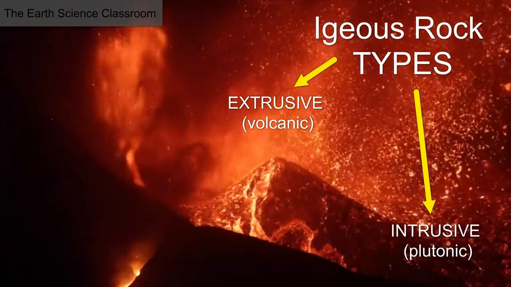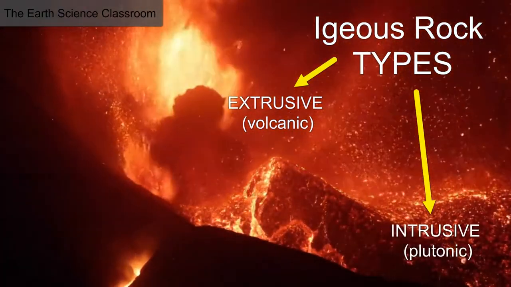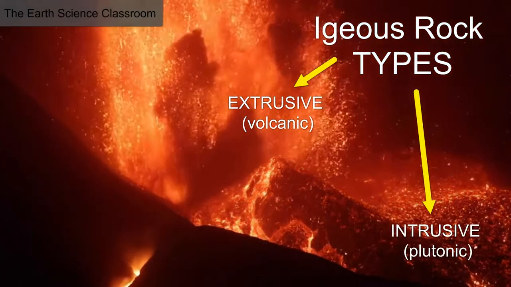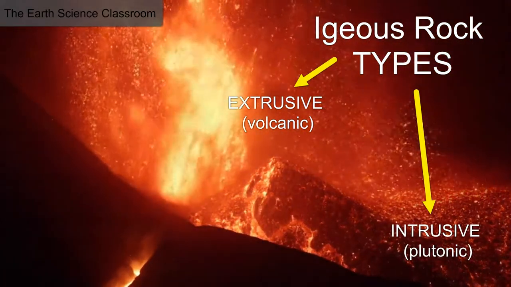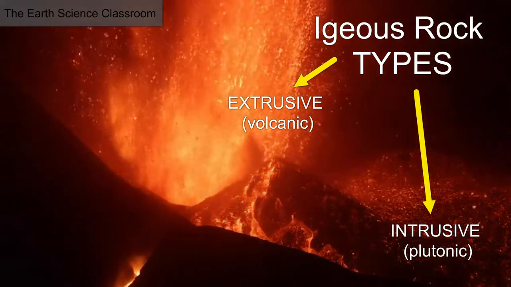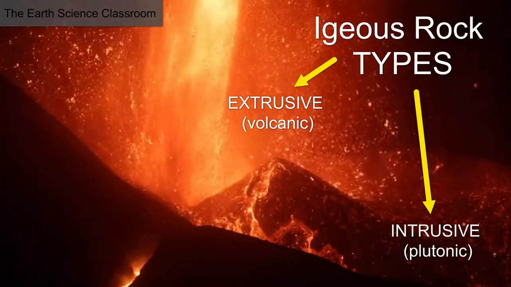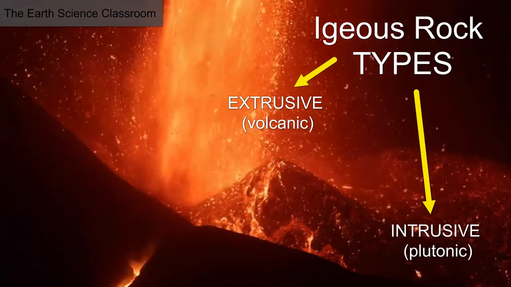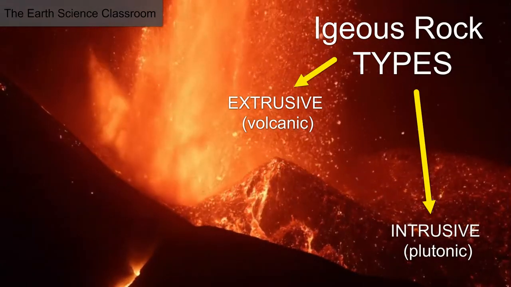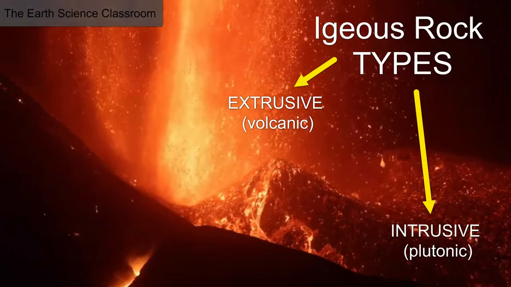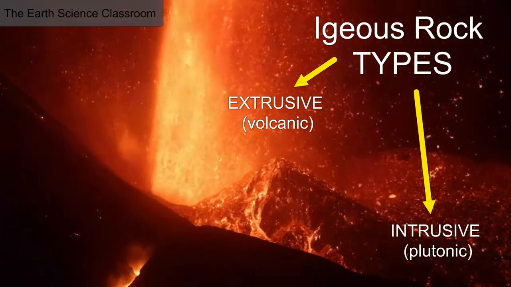Igneous rocks are either formed underground or on the surface through volcanic activity. So if they are formed underground through cooling magma very slowly, they are called intrusive igneous rocks or plutonic. If they're formed through volcanic activity, as seen by this amazing eruption, then they are called extrusive or volcanic igneous rocks.